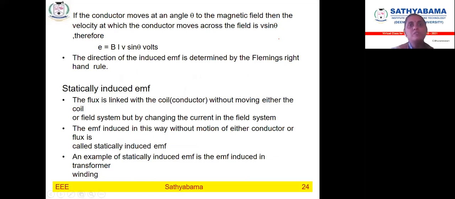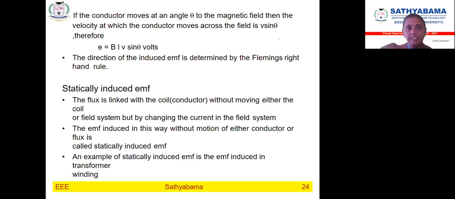If the conductor moves at an angle theta to the magnetic field, then the velocity at which the conductor moves is V sine theta. So we will have it as E is equal to BLV sine theta. It is volts. The direction of induced EMF is determined by Fleming's right hand rule. Now this is as related with the dynamically induced EMF.